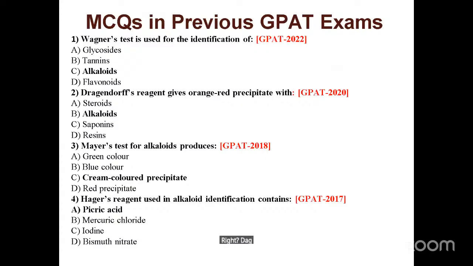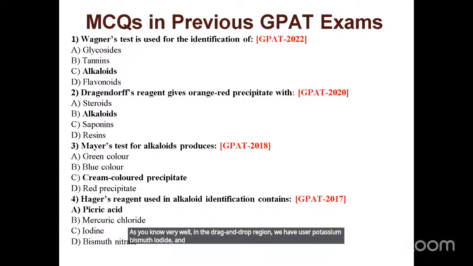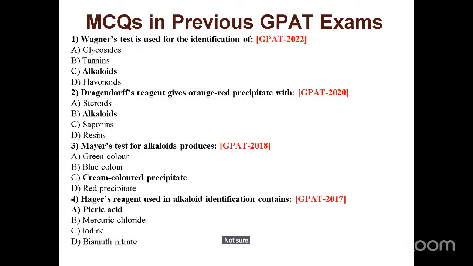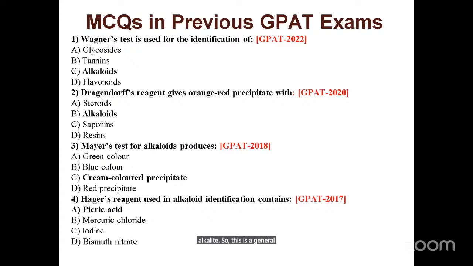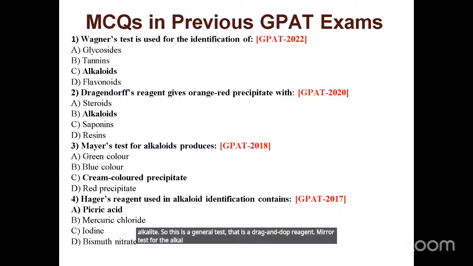Dragendorff reagent gives the orange color with. So which reagent is used in the Dragendorff reagent? As you know very well, in the Dragendorff reagent, we have used potassium bismuth iodide, and that is with the, not steroid, not saponin, and not resin. Steroidal glycosides are there, saponin glycosides are there, but here your correct answer is alkaloid. So this is the general test, that is the Dragendorff reagent, a general test for the alkaloids, right?